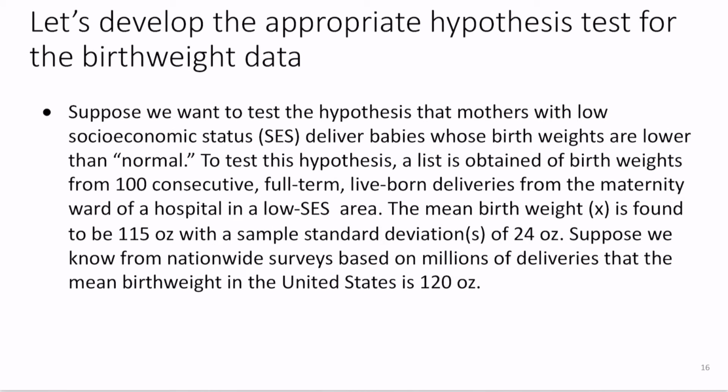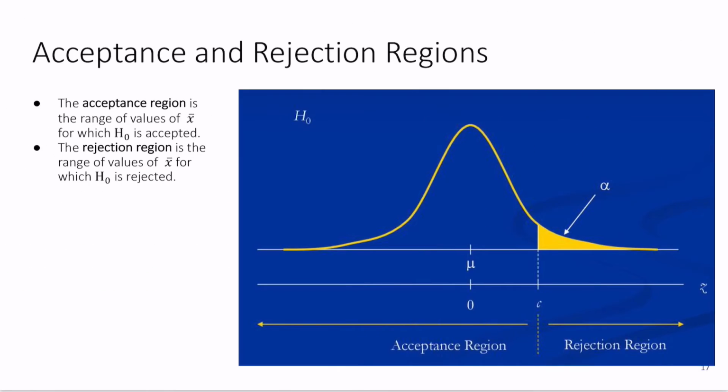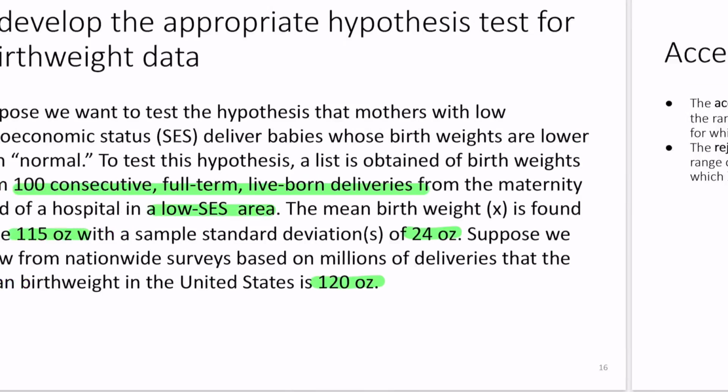Now, suppose we want to test the same problem that we took before. We have 100 consecutive full-term deliveries in a low socioeconomic status area, and the mean birth weight is 115 ounces with a sample standard deviation of 24 ounces. And from the nationwide survey, we found that the actual mean birth weight is 120 ounces. So from the data that we have here, how do we set up the test?